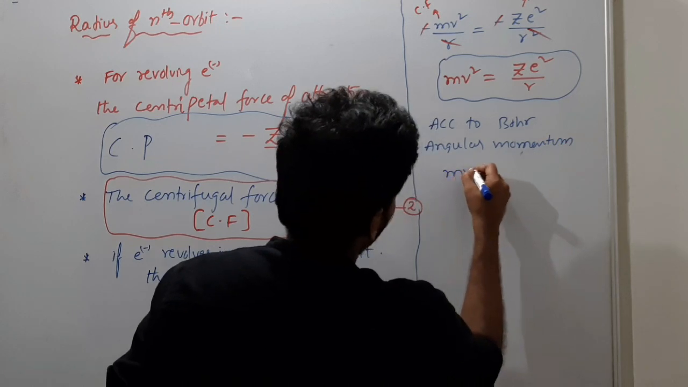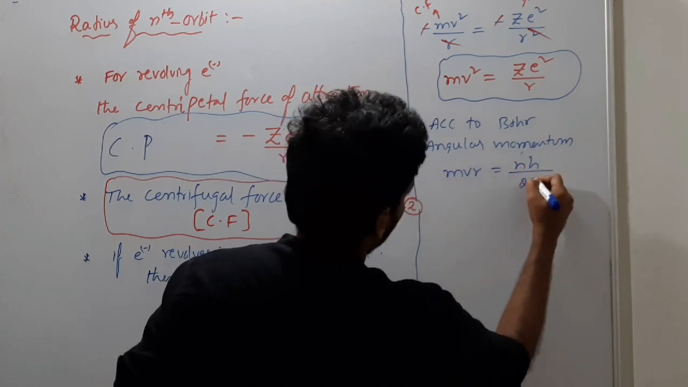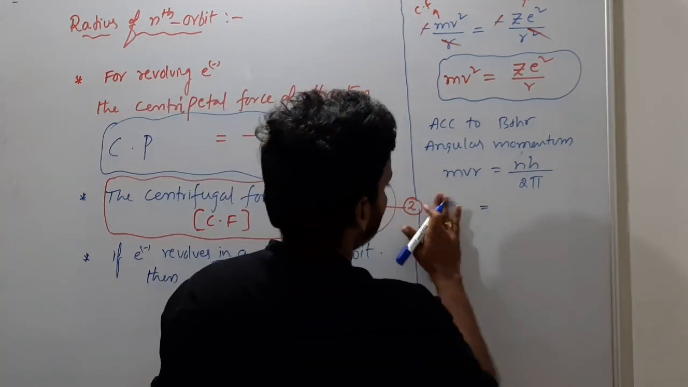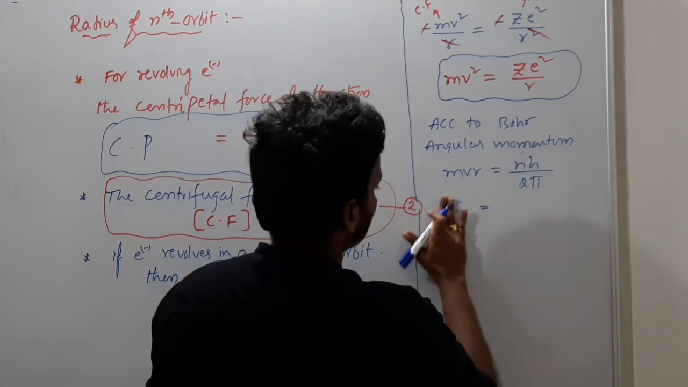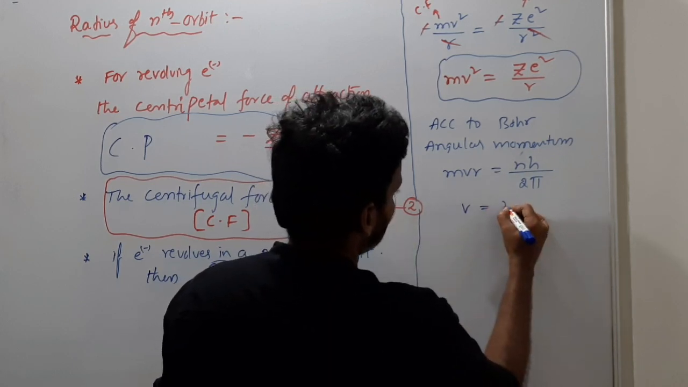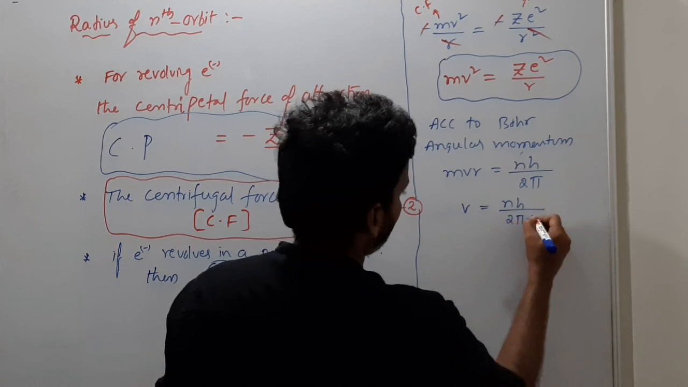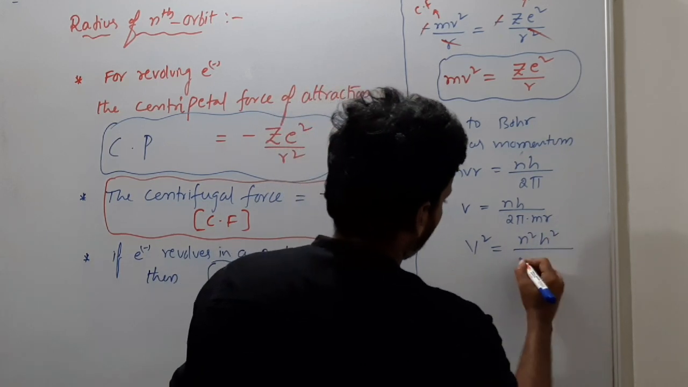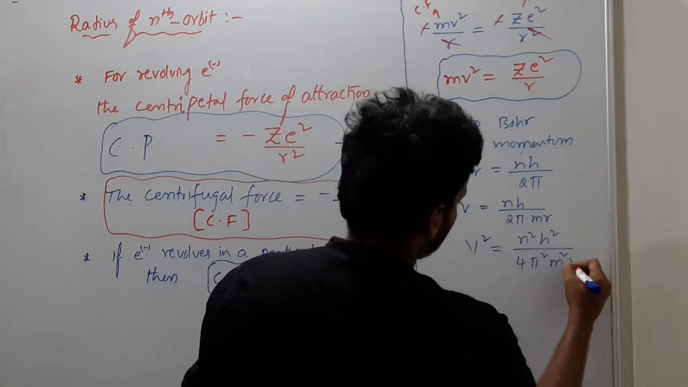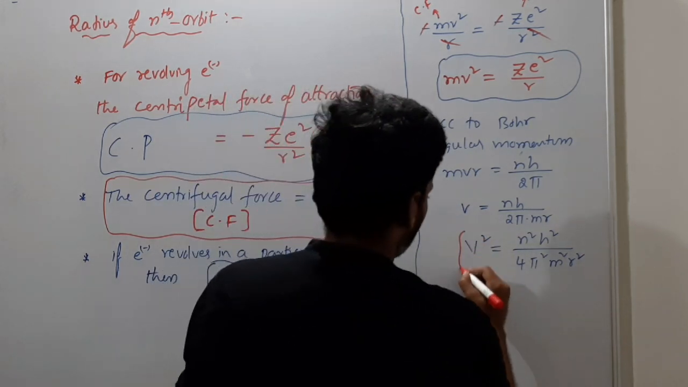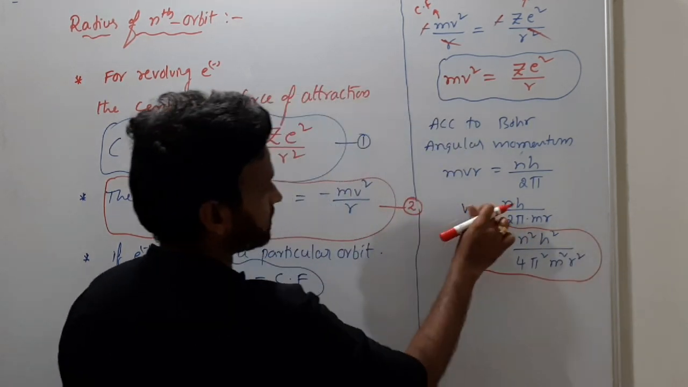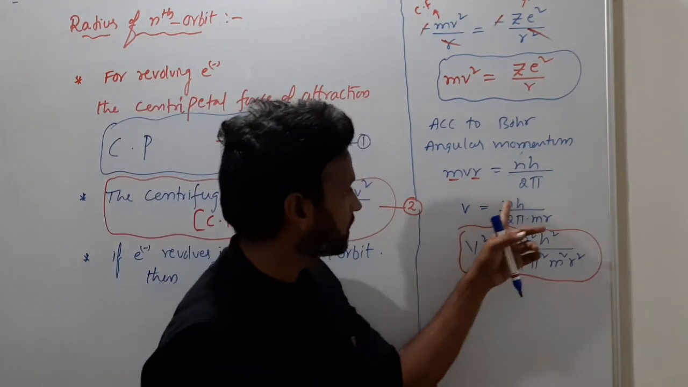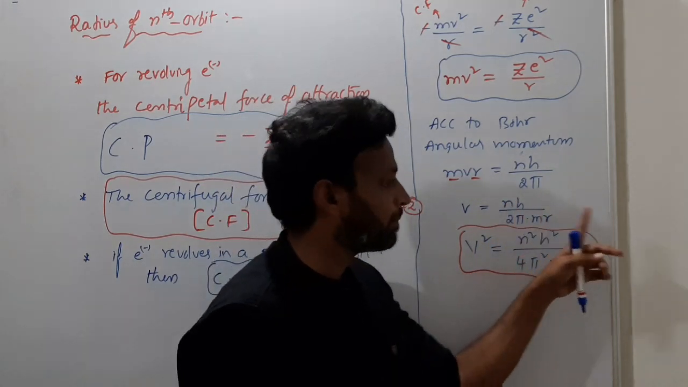Angular momentum mvr is equal to nh by 2 pi, correct? So what is v? This v, small v, is equal to nh by 2 pi mr. So v is equal to nh by 2 pi mr.